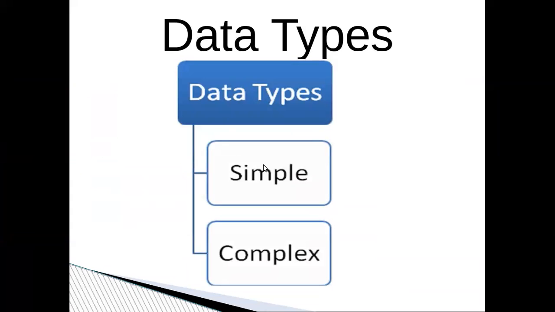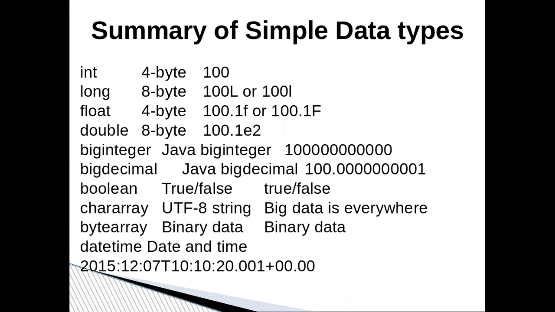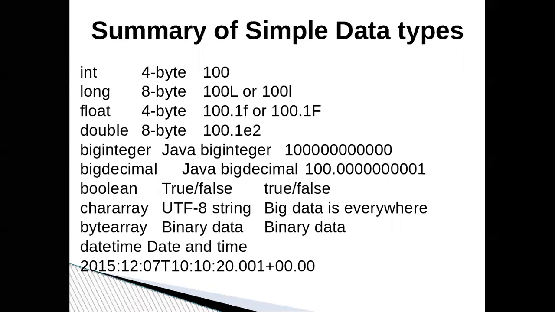So two categories of data types are there. Two broad categories are there, the simple data types and the complex data types, right? And they are similar to the Java data types because Pig or Hadoop, they are based on Java, right? So let's have a list of the familiar simple data types that you have: int, long, float, double. These are all in Java also, and with the same size. You can see the big integer, the big decimal, the boolean, the char array for your UTF-8 string, byte array.